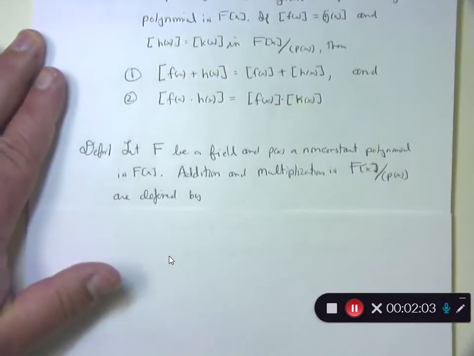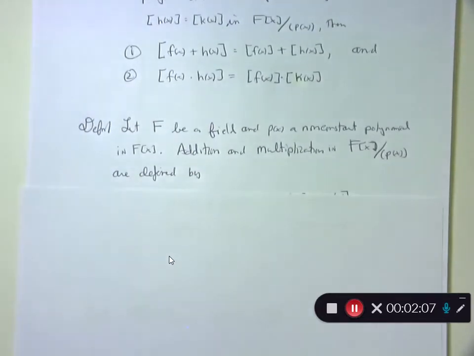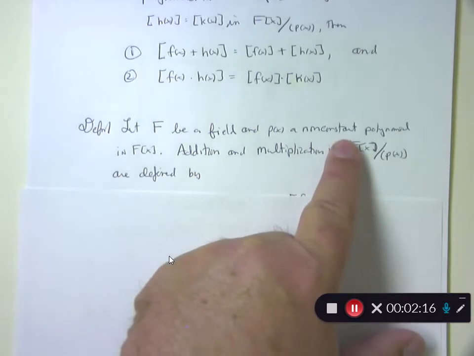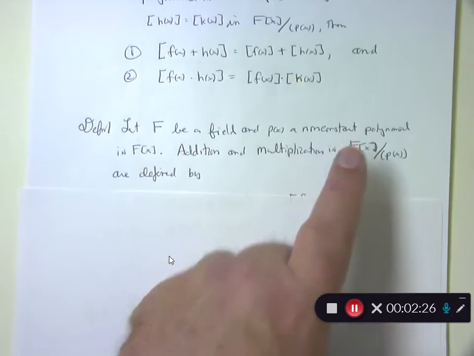So definition, let F be a field, and p of x a non-constant polynomial in F adjoin x. So notice we went from non-zero to non-constant polynomial. You want at least an x out of it. You want this thing to be more than just a constant polynomial, because that's not very exciting. So now you want it to be non-constant, so at least degree 1 or better.